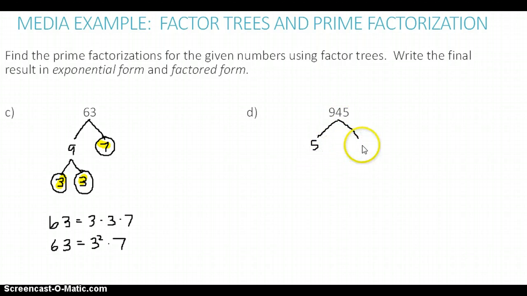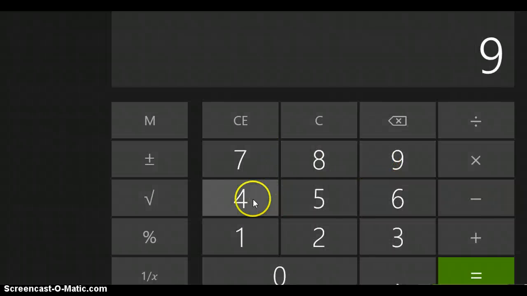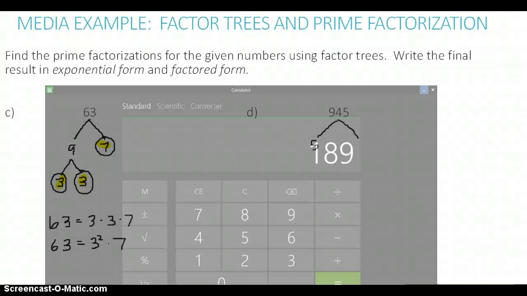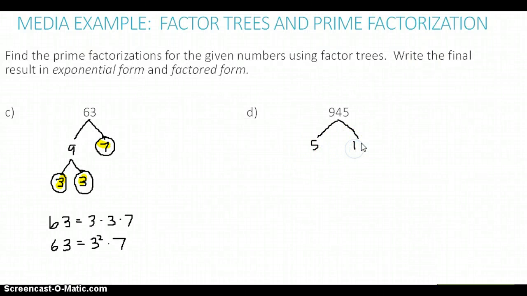I don't know the other factor that corresponds to 5, the factor pair, off the top of my head, but I'm going to go to the calculator, divide 945 by 5, and I get 189. So we have 5 times 189. Well, 5 is prime, so I'm going to circle it. 189. So it's not even, it doesn't end in a 5, so it's not divisible by 5. So this one's a little bit harder to factor.